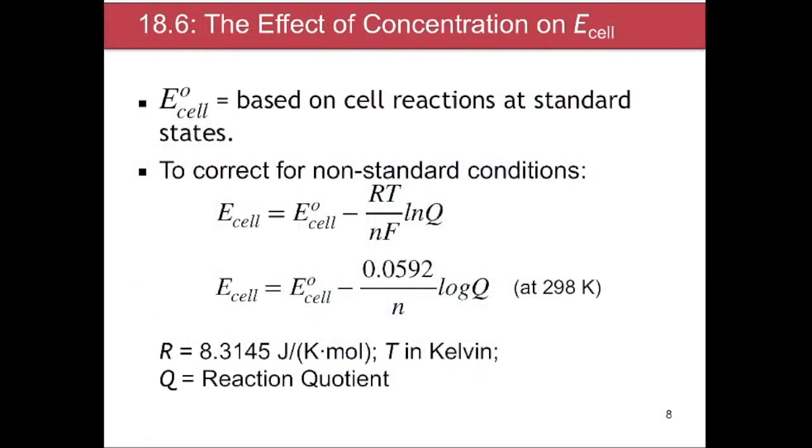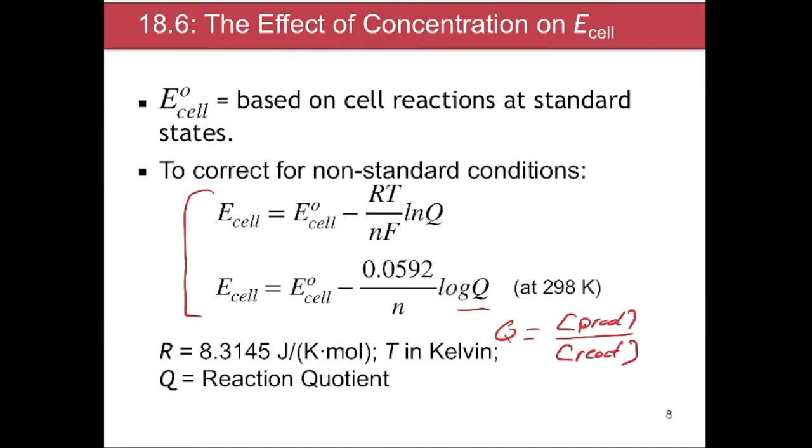So the previous equation that we used, E cell equals E cathode minus E anode, that was for standard state conditions. But if we want to correct for non-standard state conditions, we have to use the Nernst equation, which is shown here in two forms. The first form is for any temperature, and the second form of the equation is for temperatures of 298 Kelvin or 25 degrees Celsius. And if we go back a couple chapters, we should remember Q is the reaction quotient, and Q equals the concentration of products over the concentration of reactants.